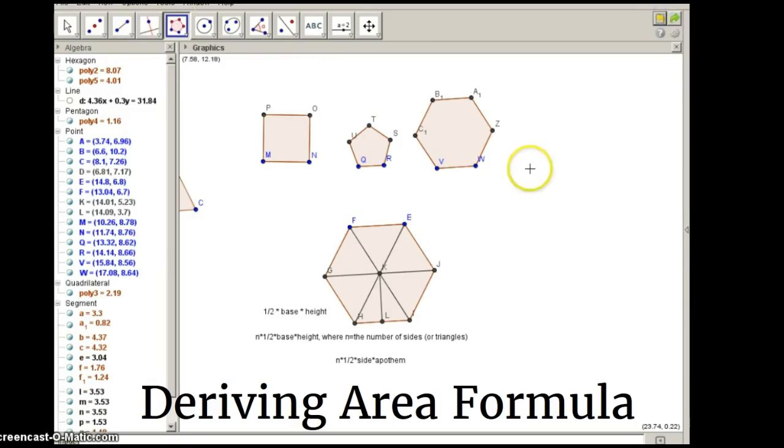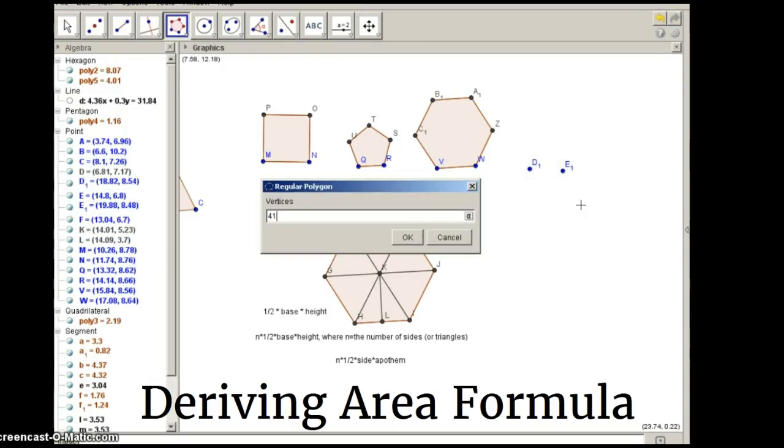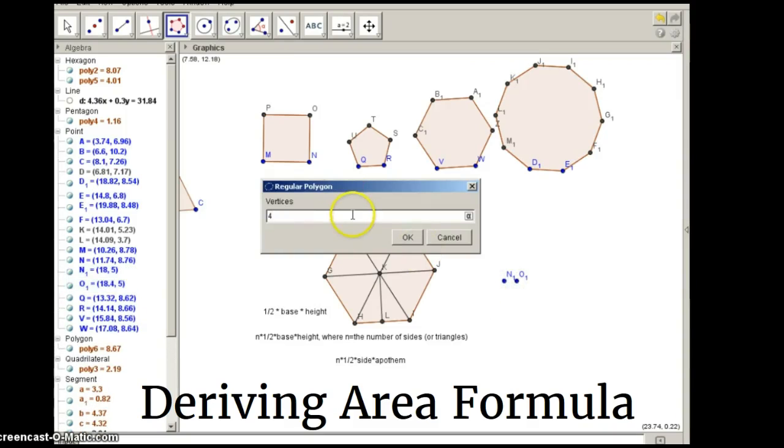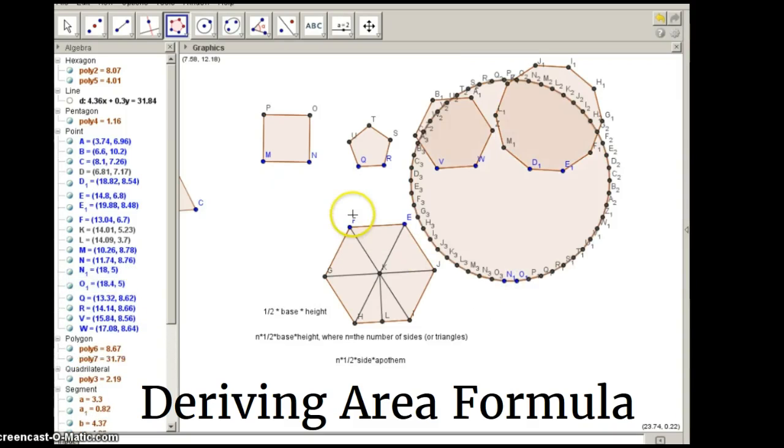I didn't mean to. So here we go. Let's go to 10 sides. Oh, I put 410 sides. There you go. You can see what's happening is that it is gradually approaching a circle. So what happens is as we increase the number of sides, these sides get infinitely smaller.